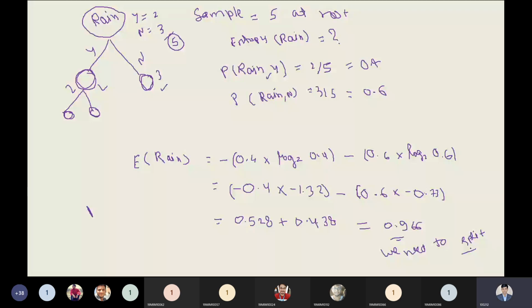We need to split our node based on the other features when we are getting an entropy value less than 1. That is the point. Now, is it clear?